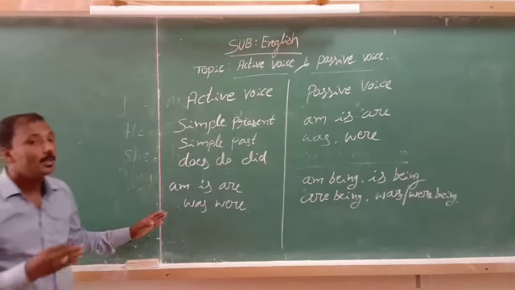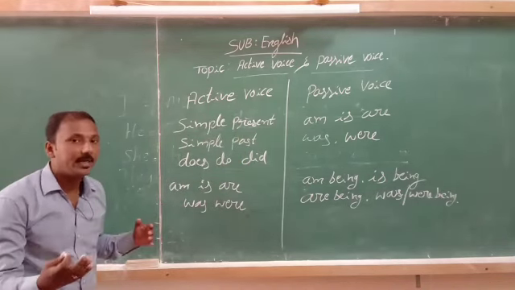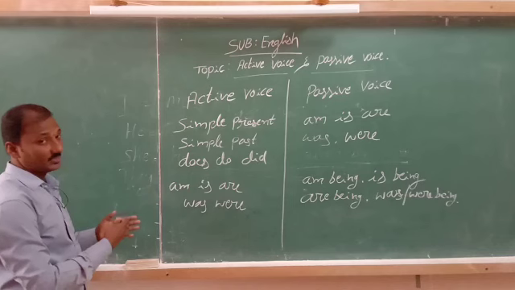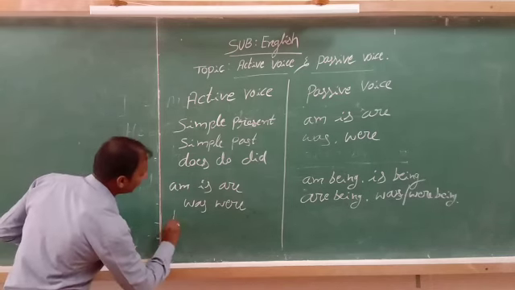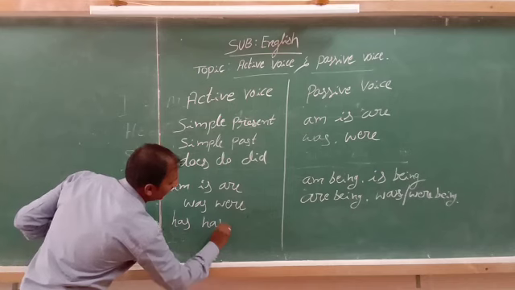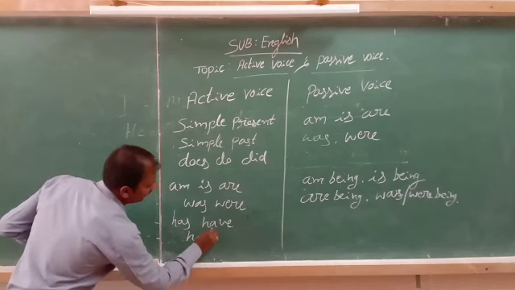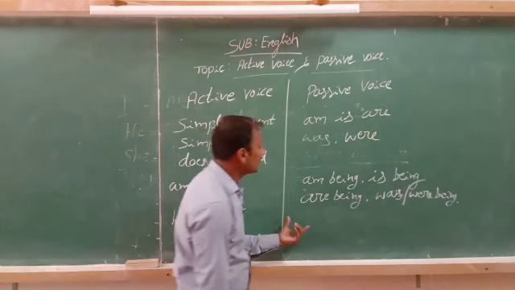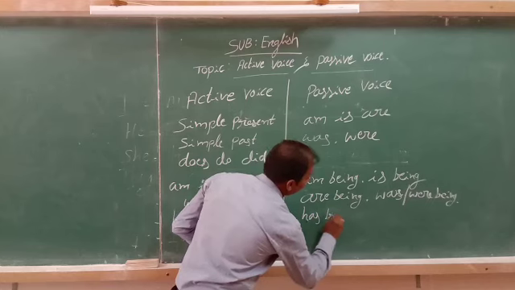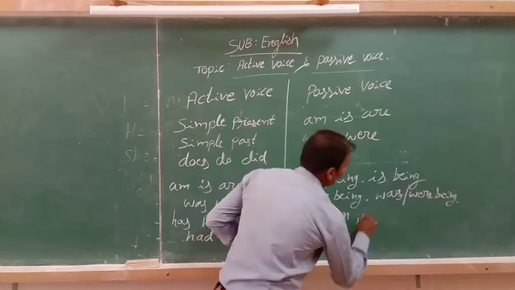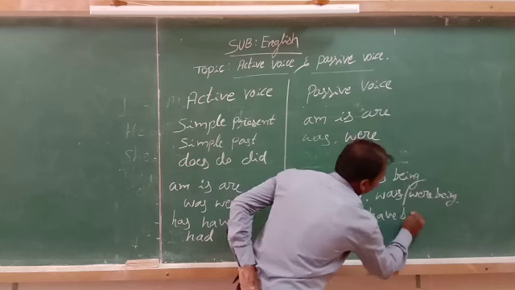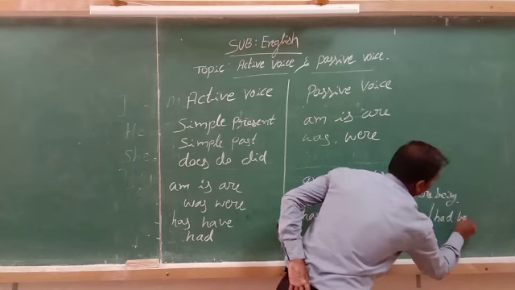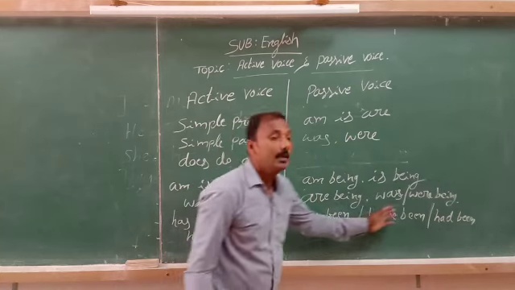Then come to the perfect tenses, the present perfect and past perfect tense. In the active sentence, present perfect tense or past perfect tense has a have form of helping verb, that is has, have, had. So these change as has been, have been, had been.